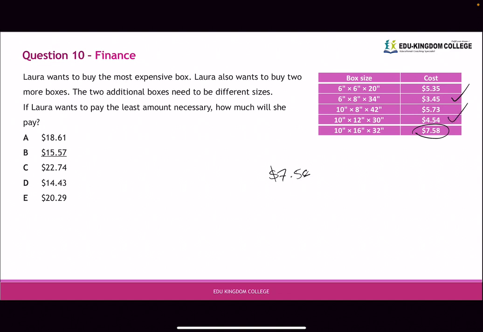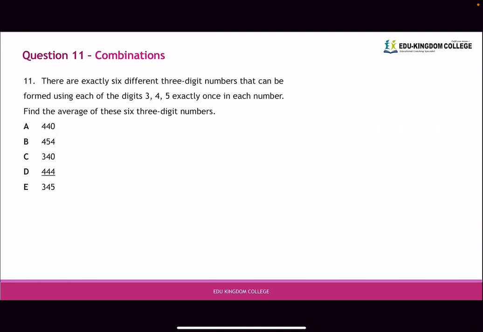And then when we add those together, we're going to get a very weird number. So 8 plus 4 plus 5 should give you 17. Carry the 1 over. This gives you 15. Carry the 1 over. This gives you 1557. Should give you B.